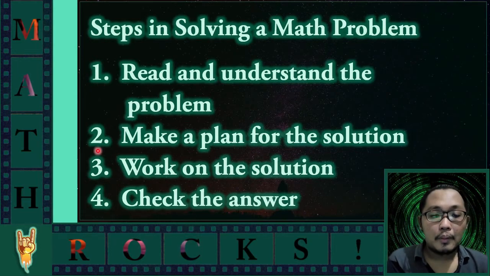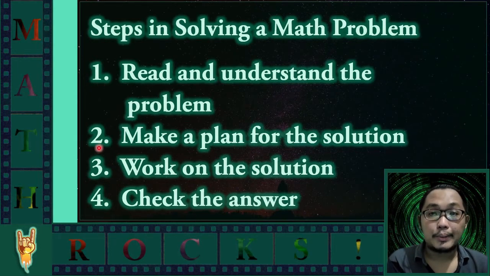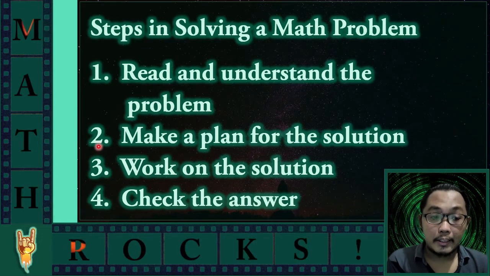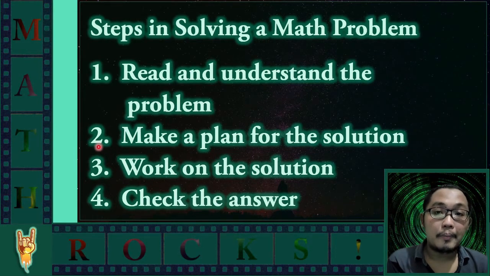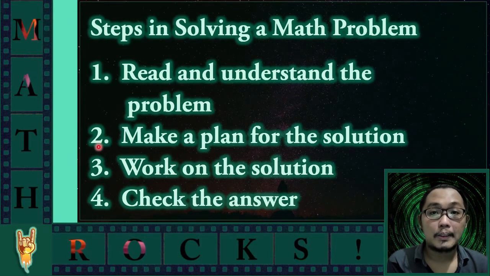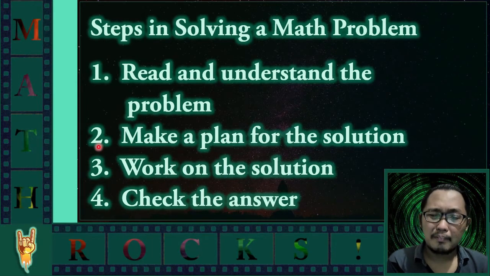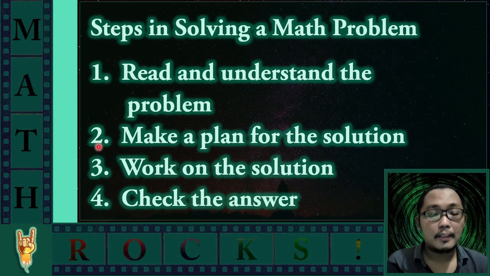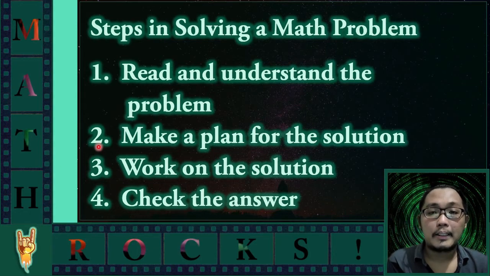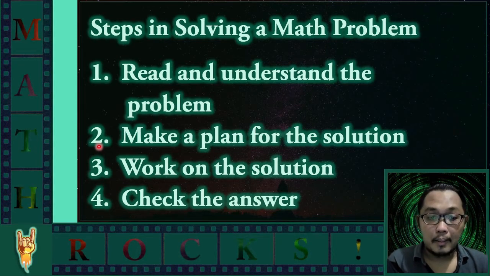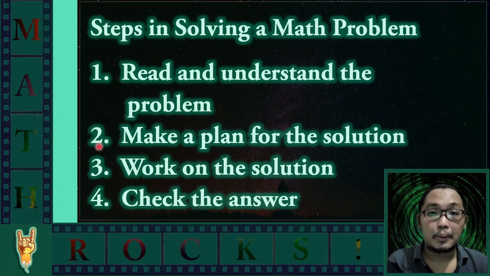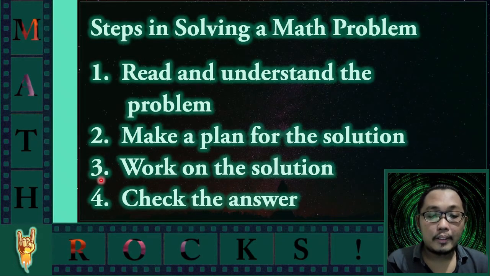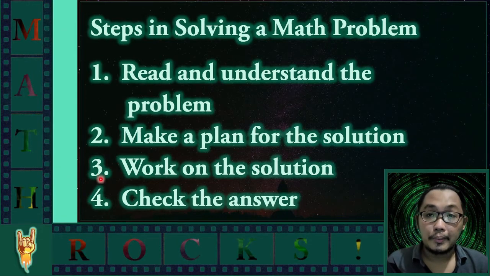And for number two, we have to make a plan for the solution. In this particular step, we have to look for correct mathematical concepts or operations that might help us solve the problem. Sometimes we also have to construct our own explicit equation that solves the problem. But there are also cases where there are formulas that we might be using to solve the problem. And for the third one, we have to work on the solution.